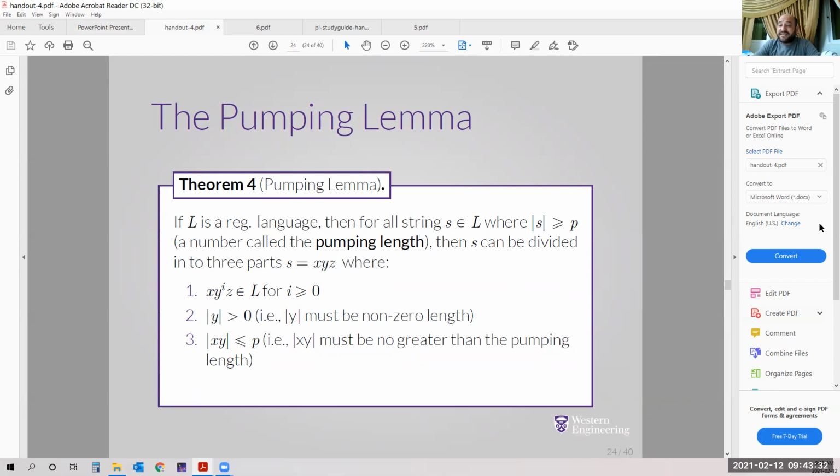The length of Y is greater than 0. So Y should have at least one symbol, should be non-zero length. And the length of XY is less than or equal to the pumping length P. For example, XY must be no greater than the pumping length that we assume. We will see this now.